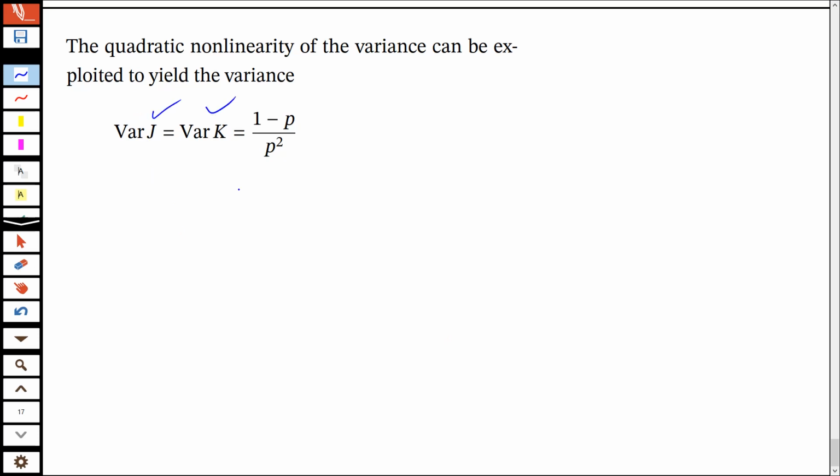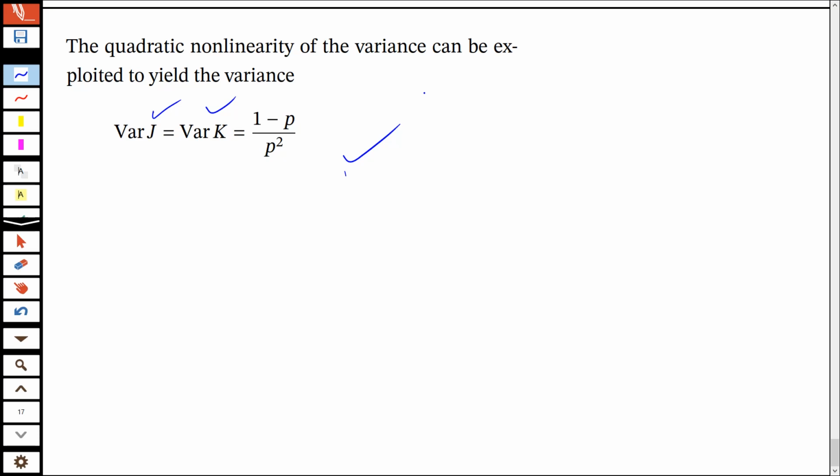Yeah, because when you write J as K minus 1, this K is independent of 1, because 1 is Dirac, and any random variable is independent of Dirac, because it's a deterministic quantity and this is a random quantity. Deterministic quantity will be independent of any random quantity. So I can apply the sum rule for variance. Yeah, and the variance of 1 is 0, so the variance actually doesn't change.